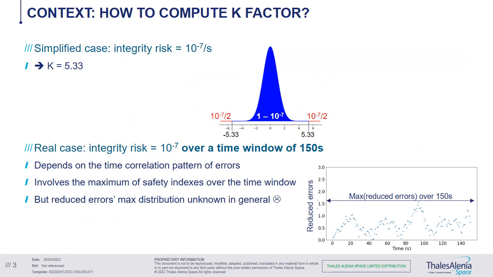Let's consider that the vertical integrity risk is 10 to minus 7 per second. In that case, there is no problem with K factor computation. We can show that it is equal to 5.33.